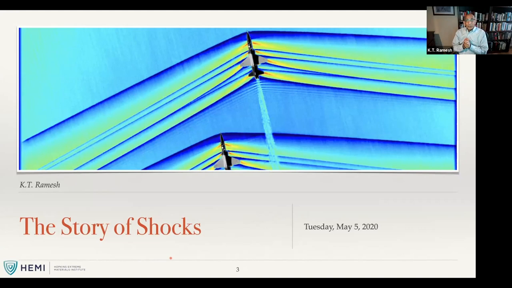The picture you see on the top right there is a picture of two aircraft and shockwaves coming off the aircraft. This is a picture that is actually taken in color. It's kind of cool to be able to see this in color.